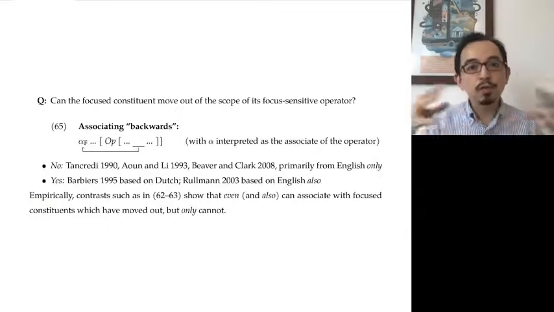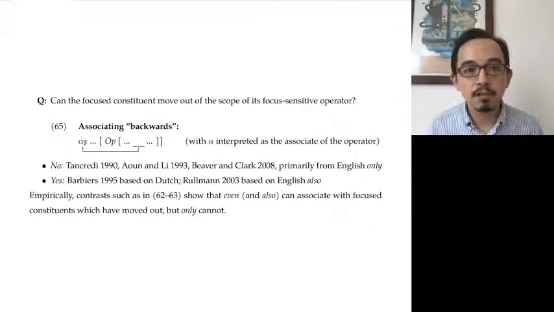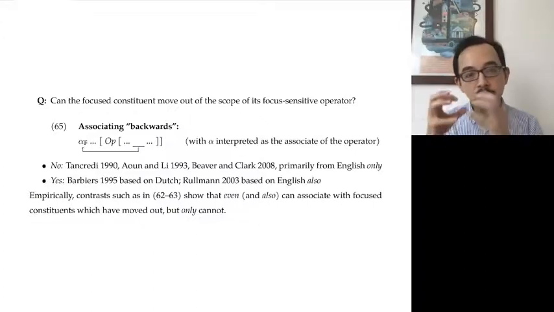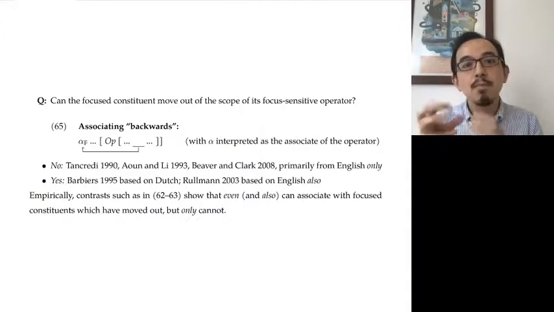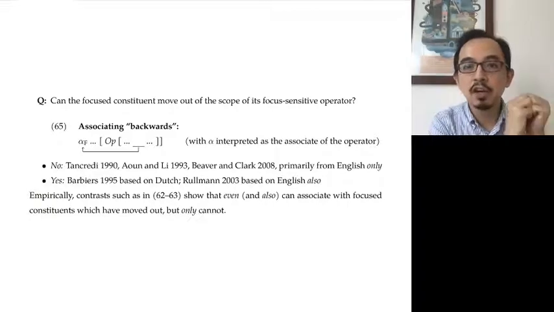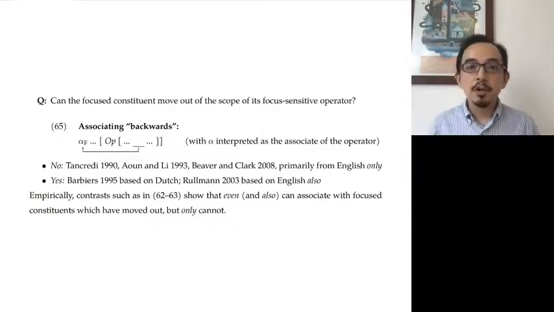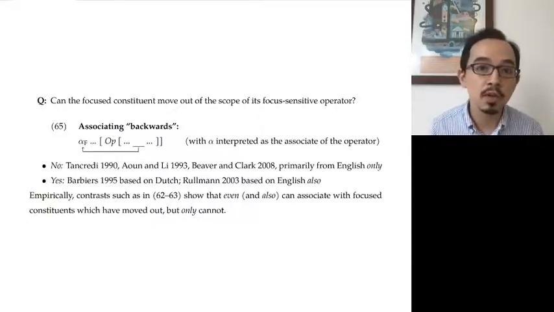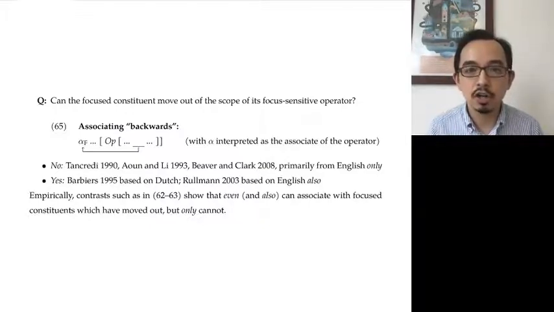So the overall question then is this configuration in 65, which I describe as associating backwards. So can the focused constituent, the focus associate, move out of the scope of an associating focus-sensitive operator? And I'll note that in previous work, configurations of this form were generally described or assumed to be simply ungrammatical across the board. There interestingly is some work in the Germanic literature suggesting that such patterns were possible. But that was the state of the art.